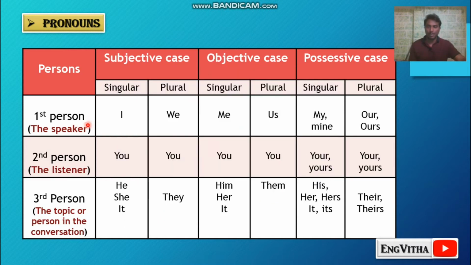And the first person in the subjective case singular will be I, and in the plural in the subjective case it will be we. In the objective case singular the first person will be me, and in the plural it is us. In the possessive case the first person singular will be my and mine, and in the plural it will be our or ours.